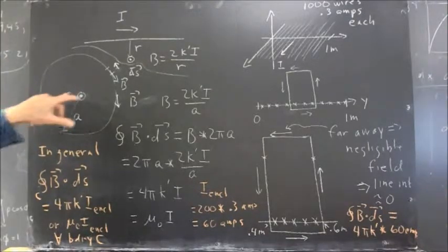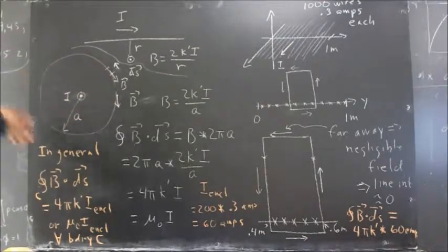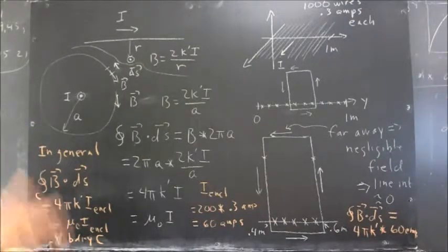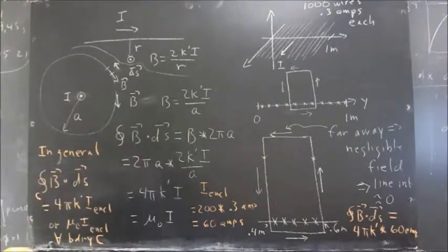So we have a loop of radius A with the current running into the board, and we're asked what's the integral of the magnetic field around this loop having radius A. We can easily make the argument that we don't really need to do an integration to find this.